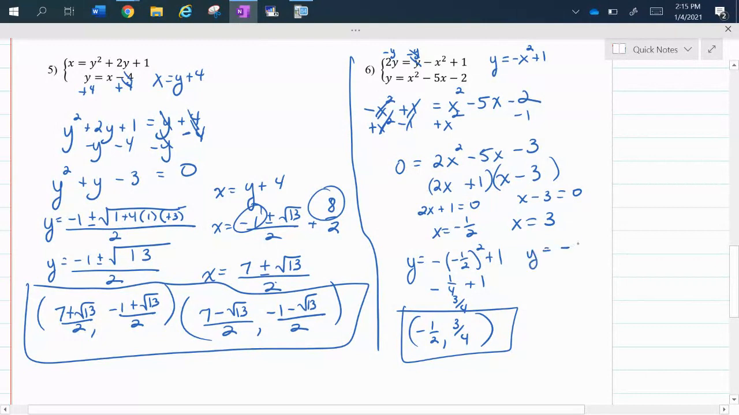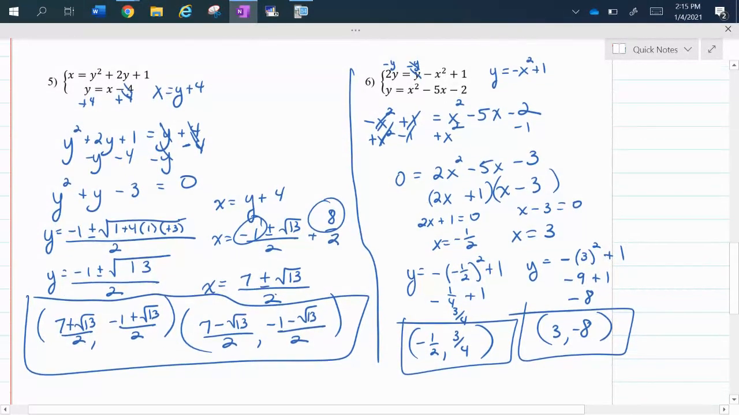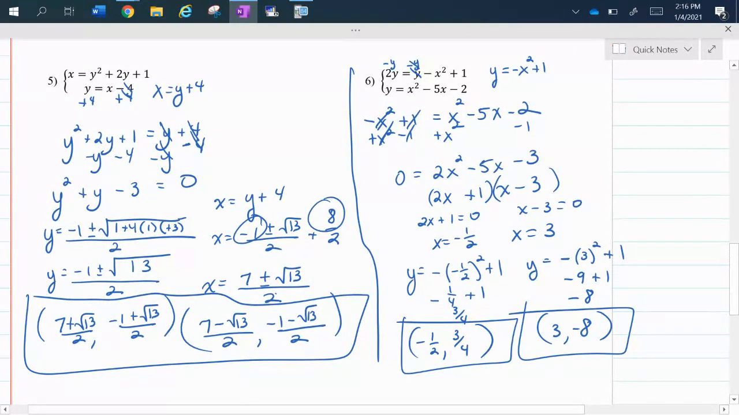So y is equal to negative x squared plus 1. So do you see how I plugged in the x? In 3 for x. So I get negative 9 plus 1, which is negative 8. So my second ordered pair is 3 comma negative 8. So that's it. So don't forget that once you get your x value or your y value, once you solve your quadratic, you got to go back and plug it in to get your other half of your ordered pair. So notice we had two parabolas again. One opened up, one opened down. So they ended up intersecting twice.